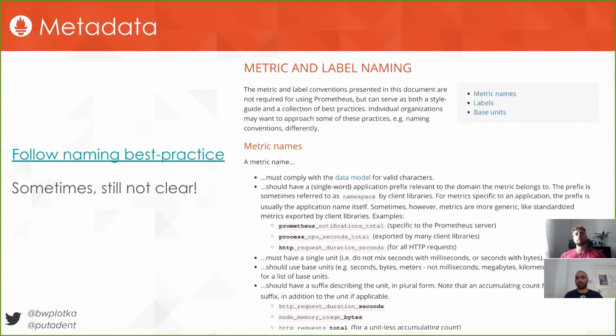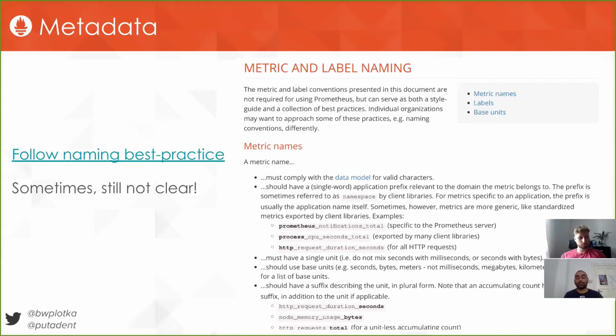But sometimes when you deploy an exporter, it might not follow the best practices, or even after following the best practices, sometimes the name, the metric or the query is not clear. For example, cube node status capacity. You kind of don't understand right away what it is.